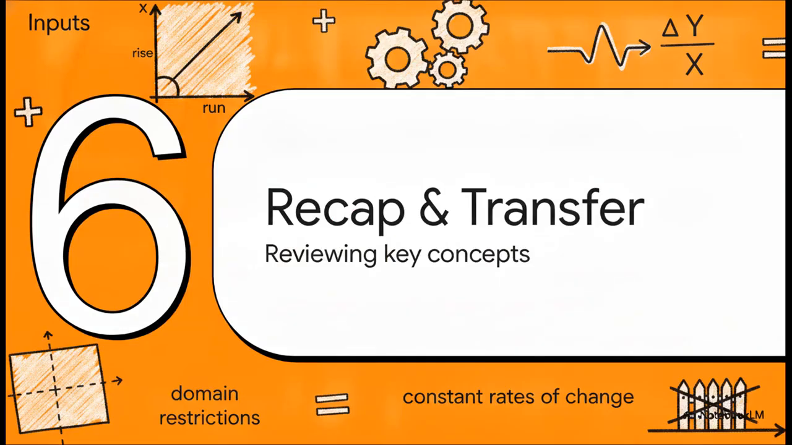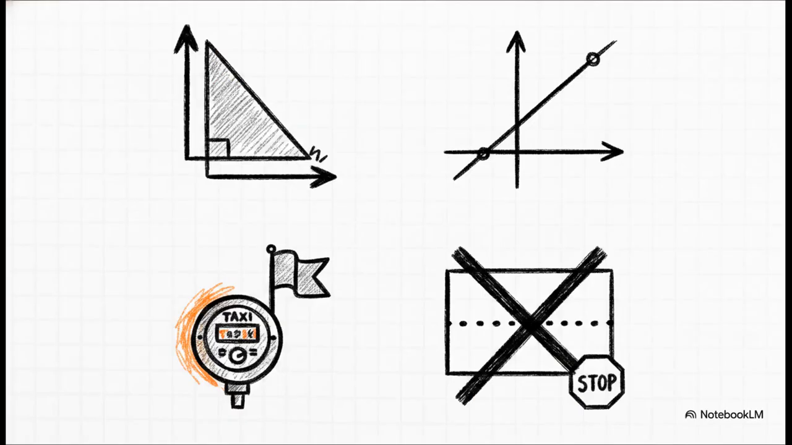And finally, Section 6, recap and knowledge transfer. We have covered a tremendous amount of ground today, analyzing inputs, outputs, constant rates of change, and domain restrictions. So let's lock in the major takeaways. First, slope is simply vertical change divided by horizontal change. It acts as a practical rate with units attached. Second, the equation y equals mx plus b is a super powerful tool to model linear relationships in the real world. The variable m is your constant rate of change, and b is your initial starting value, the y-intercept. But remember, that starting value only has physical meaning within the logical boundaries or the domain of your specific scenario.